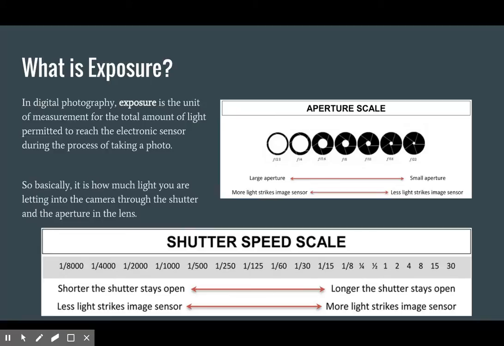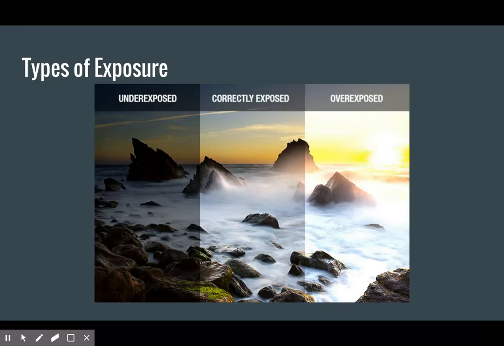It means that basically it's how much light you're letting into the camera through your shutter speed and through the aperture that's in the lens. ISO affects it a little bit, but don't worry about that yet. That affects how much light is coming in, and it results in how light or how dark your image is. So let's look at an example.